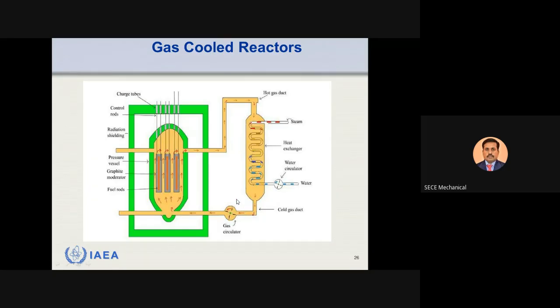So here carbon dioxide or helium is used as a coolant, and second, graphite is used as a moderator. Okay, these are the things you have to keep in mind.